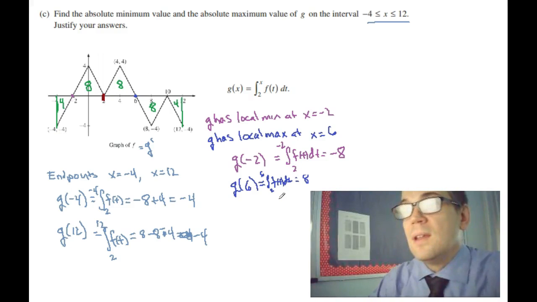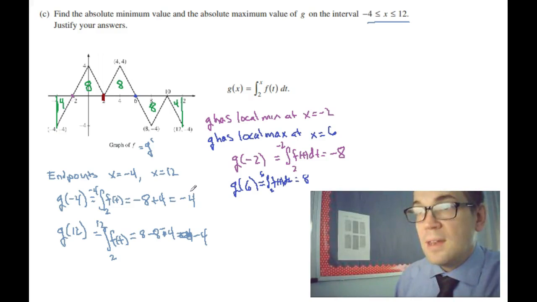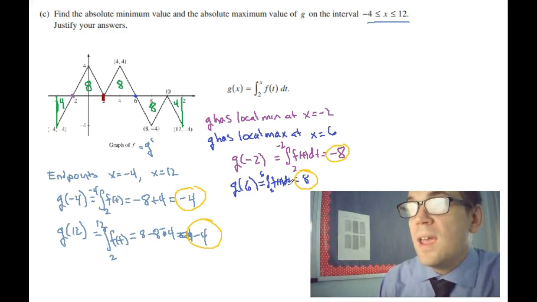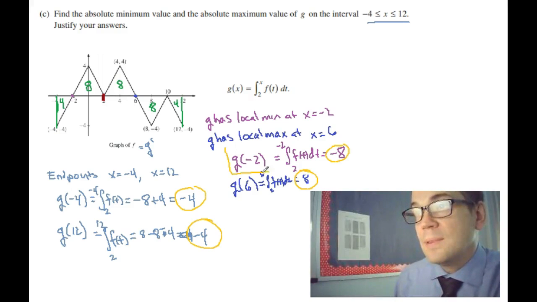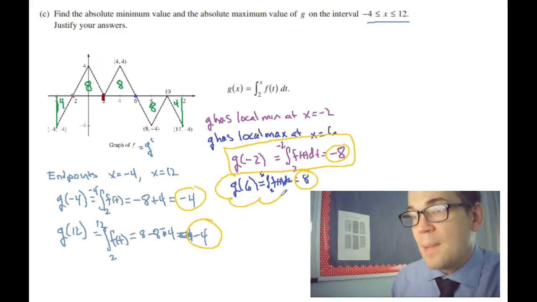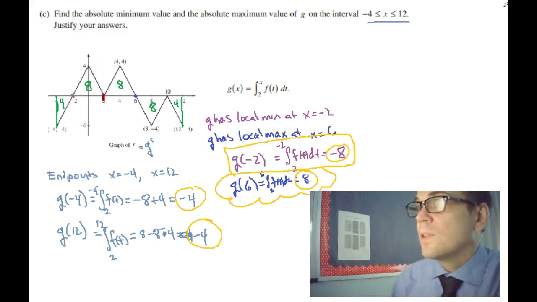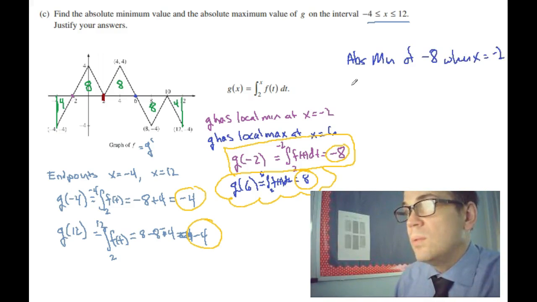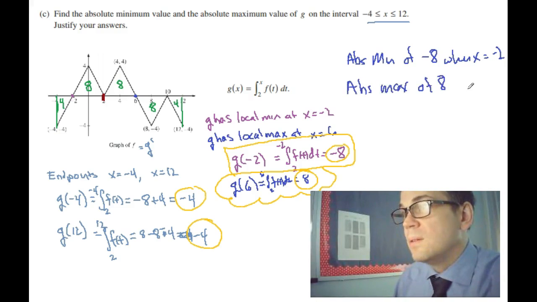It's +8. Now, looking at these various values, I need to consider which of these is the absolute biggest and which of these is the absolute smallest. And we can see that the absolute minimum happens when x equals -2, and the absolute minimum is -8. And the absolute max happens when x equals 6. So I would write something like absolute min of -8 when x equals -2, and the absolute max of +8 when x equals 6.